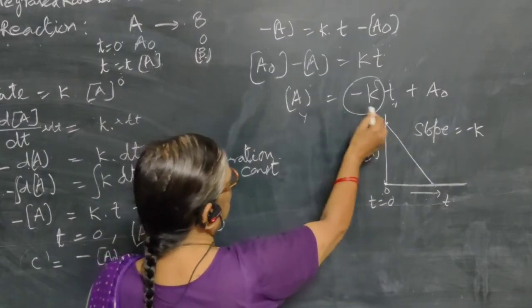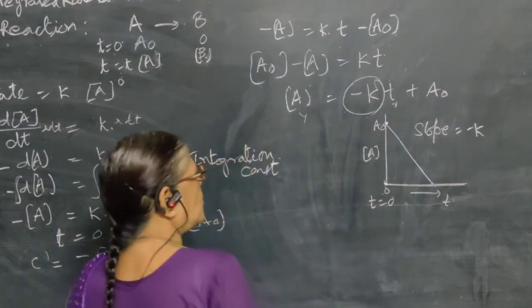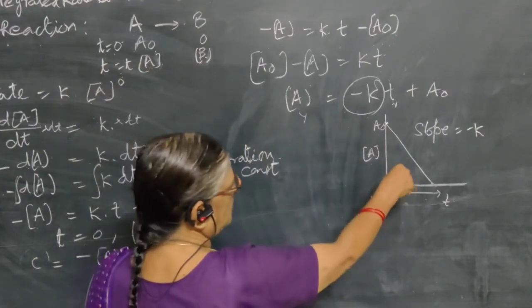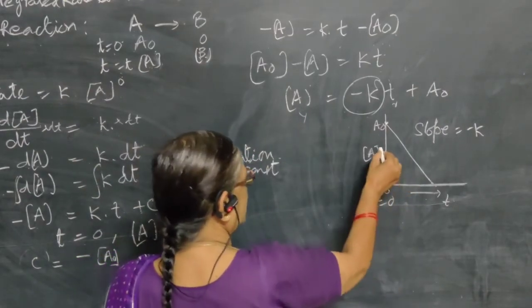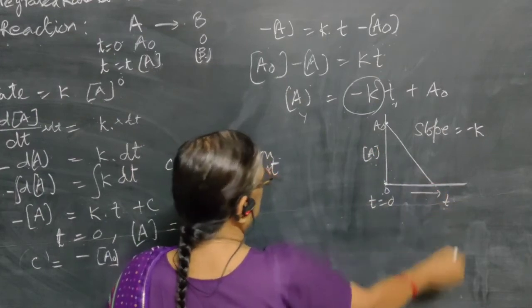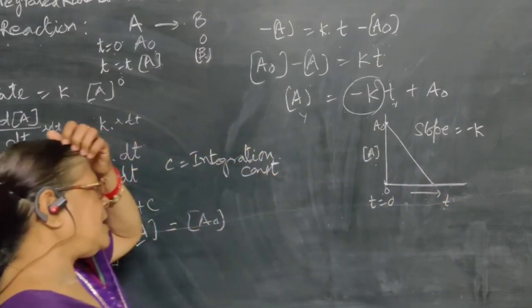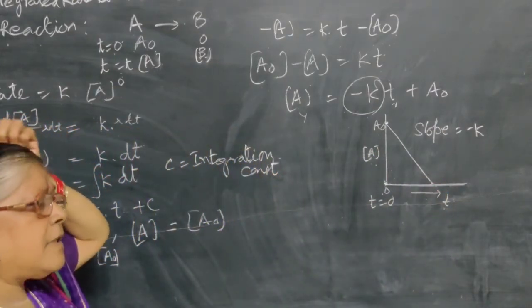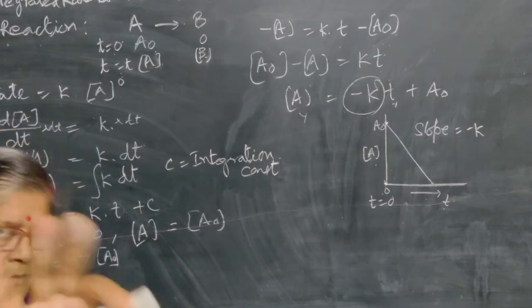So we can write A is equal to minus kt plus A0. According to this, it is the equation of a straight line. So when we plot a graph, that is A versus t, you will get a straight line. And then the slope of the line will be equal to minus k.